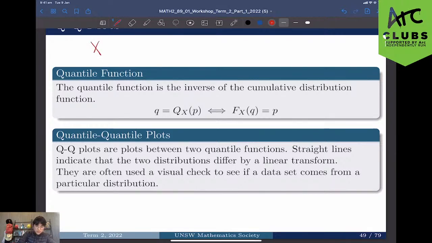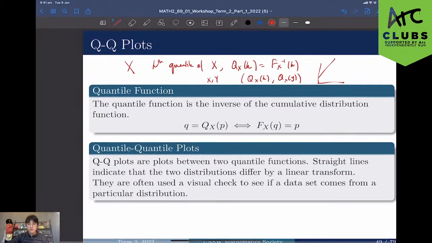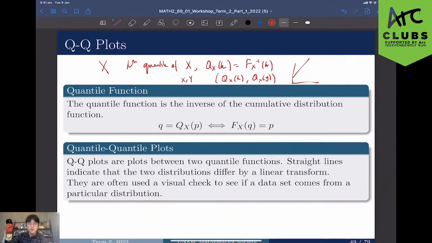So if we have x, the kth quantile of x is going to be the inverse. And then if we have x and y, we're just going to map the quantiles of x and the quantiles of y against each other. And if they form a straight line, then we know that y or x is just a linear transformation of the other one. So that means they are going to come from the same distribution.